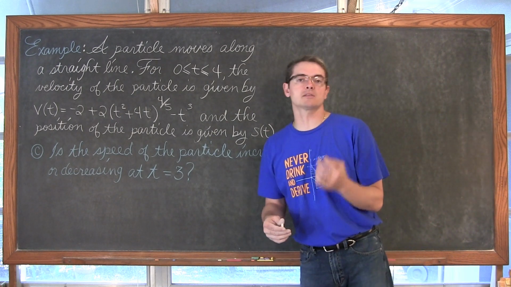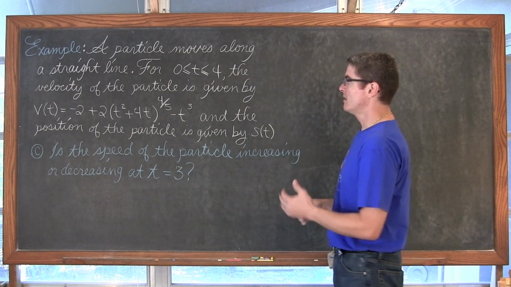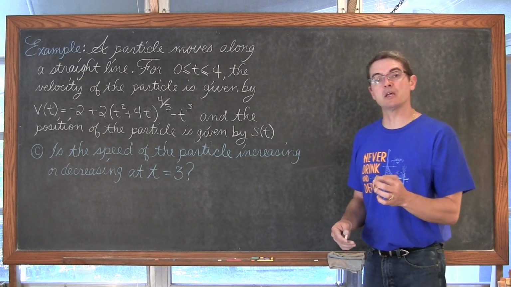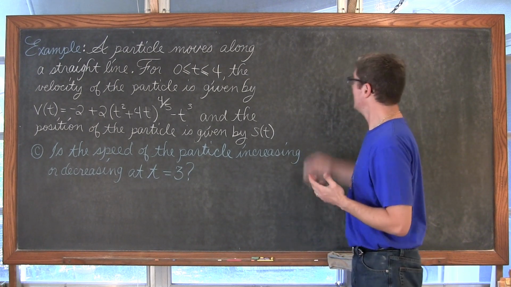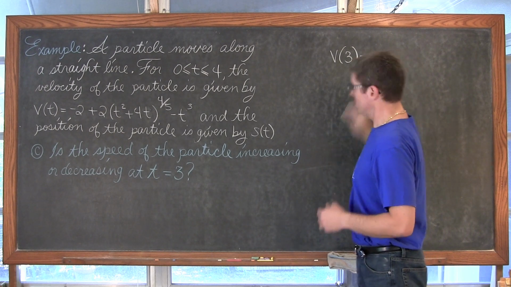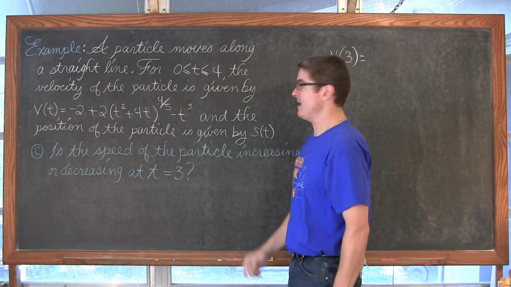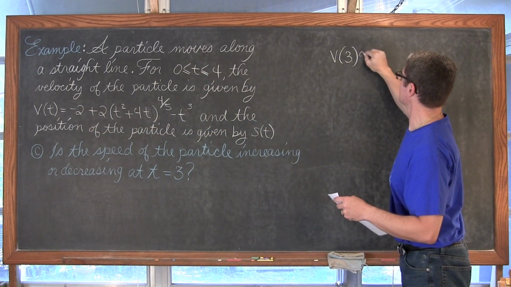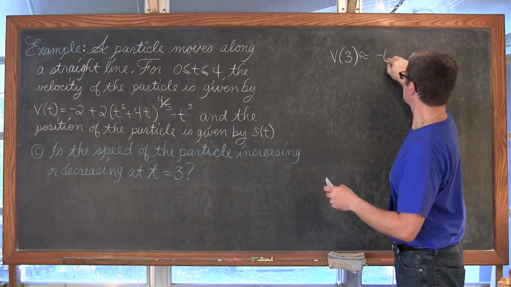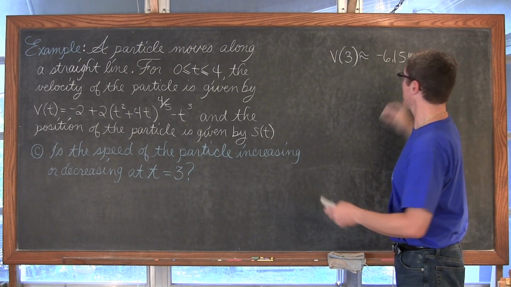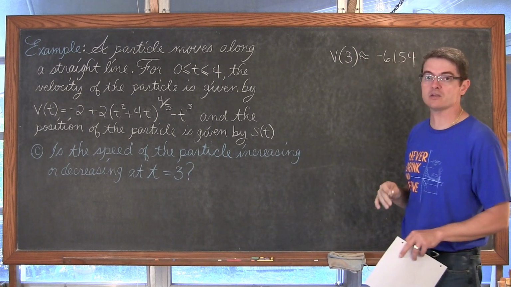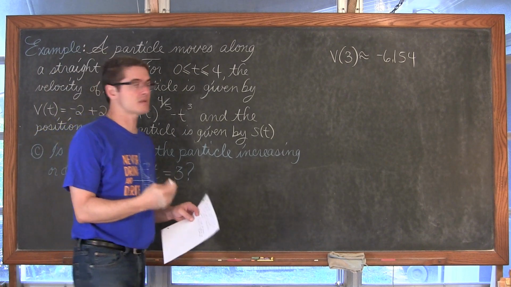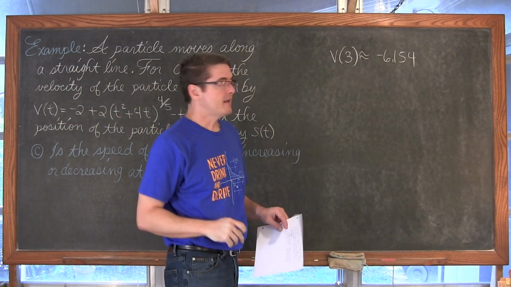Well, speed increases when velocity and acceleration have the same sign, and I don't want to find the derivative to find the sign of velocity again. That's what I was given. I was not given the position function. So v of 3 is equal to, right at the top of my head, when I plug 3 into this velocity function, I get approximately, not equal to, but approximately negative 6.154. And I don't really care about what the velocity is. If the question is whether the particle is increasing or decreasing in speed, I just want to see the sign, and it's negative.